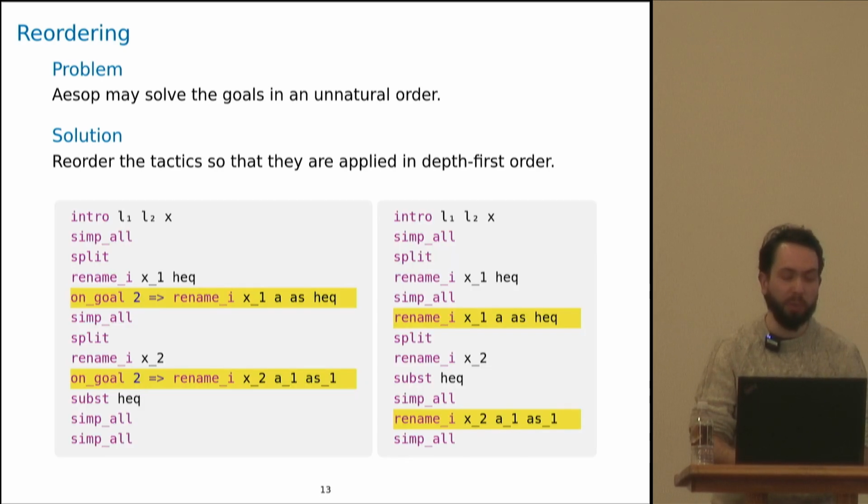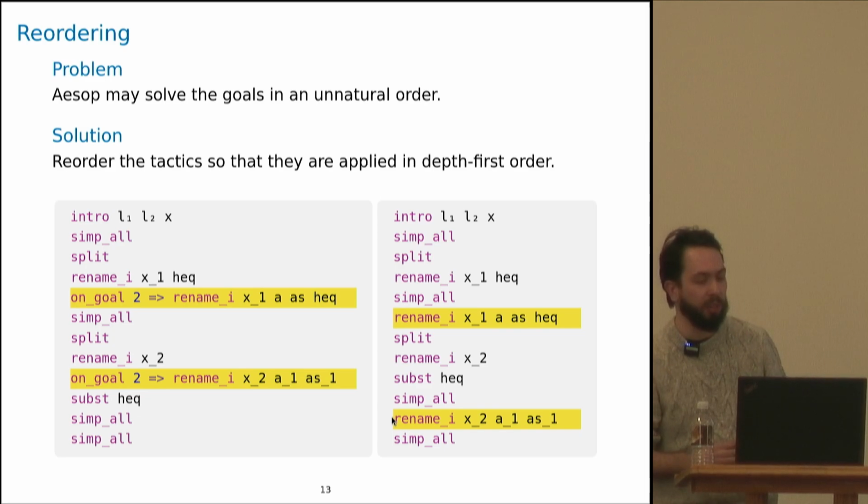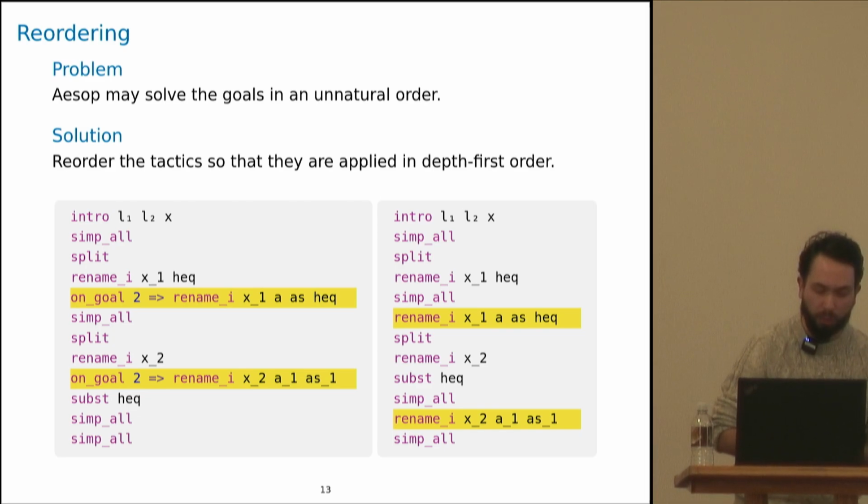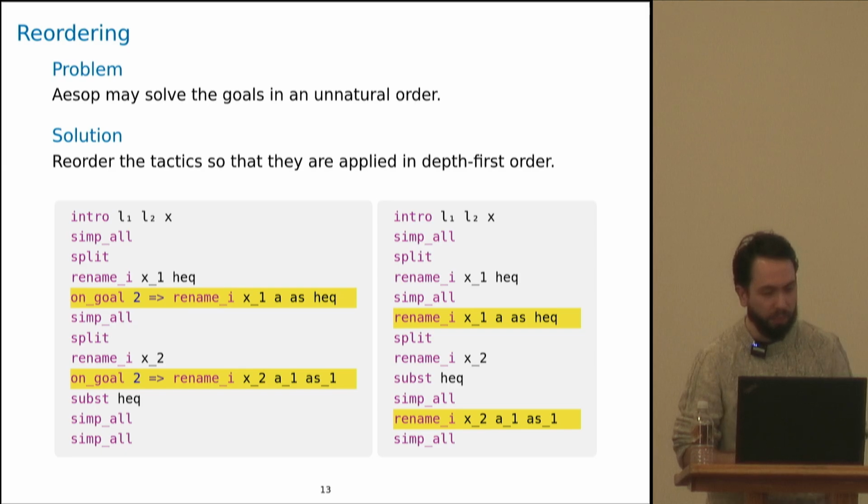Here's again the example from the beginning. Right, we have these on-goal 2s, and we want to move these tactics to the place where they would naturally appear. Right? So this one gets moved 1 down, this one gets moved 2 down, because these happen to be the places in the script where these tactics would usually be applied.